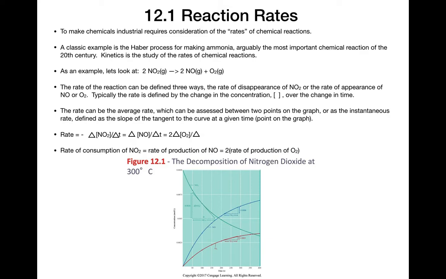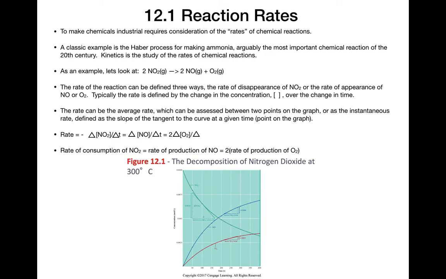Kinetics then is the study of the rates of chemical reactions. It's best illustrated with an example. So for our example, let's take a look at the decomposition of nitrogen dioxide to nitrogen monoxide and oxygen. 2NO2 gas makes 2NO gas plus O2 gas. Now we could define the rate three different ways. We have a reactant and two different products, so we could look at any of the three things as a way of defining the rate.